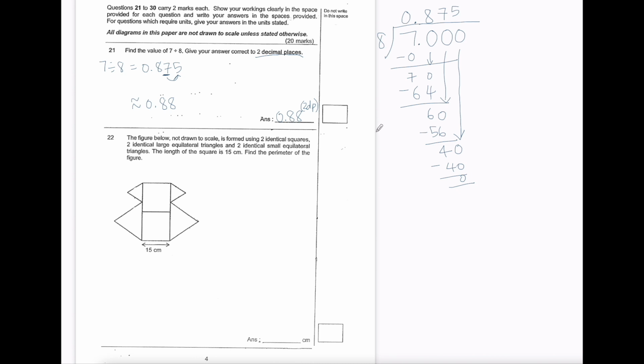Okay, let's move on. The figure below, not drawn to scale, is formed using 2 identical squares, okay, and 2 identical large equilateral triangles, okay, and 2 small equilateral triangles. The length of the square is 15. Find the perimeter of the figure.